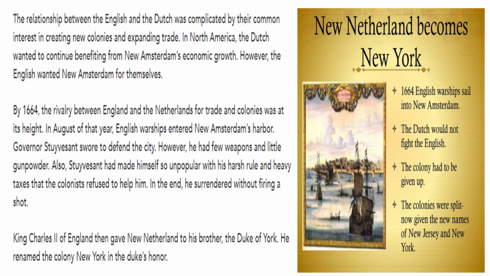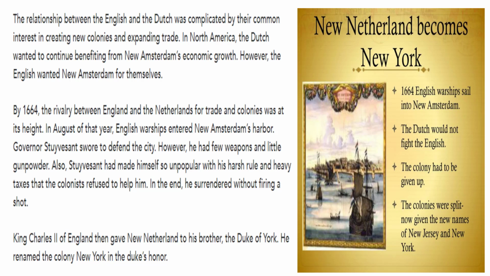The relationship between the English and the Dutch was complicated by their common interest in creating new colonies and expanding trade. In North America, the Dutch wanted to continue benefiting from New Amsterdam's economic growth. However, the English wanted New Amsterdam for themselves. By 1664, the rivalry between England and the Netherlands for trade and colonies was at its height. In August of that year, English warships entered New Amsterdam's harbor.